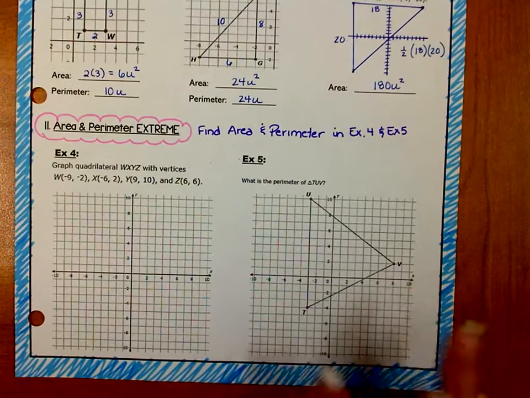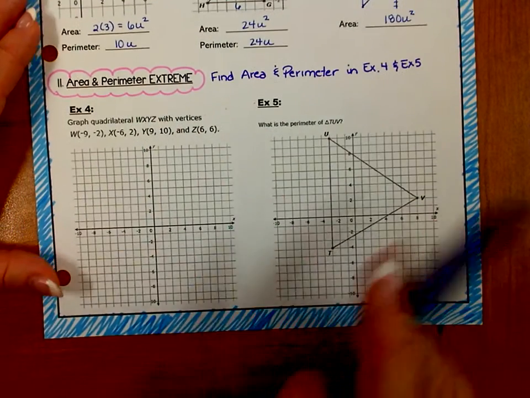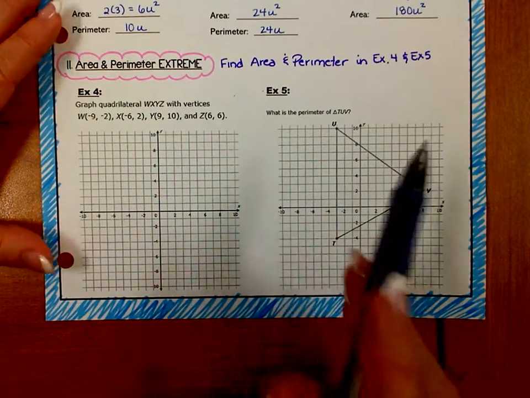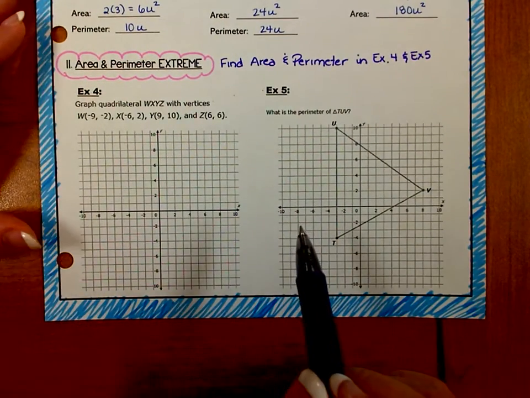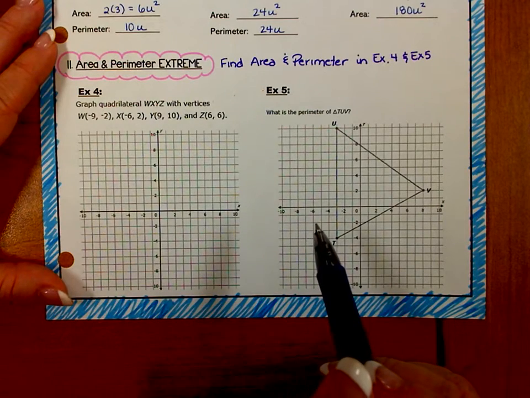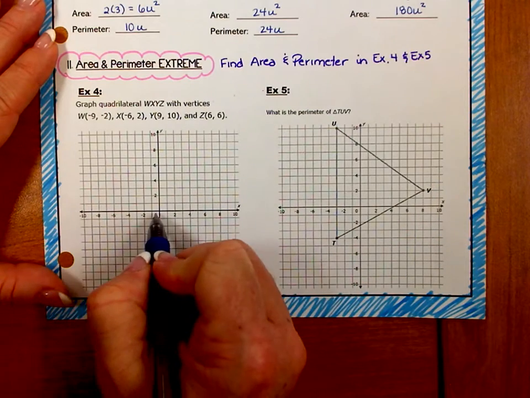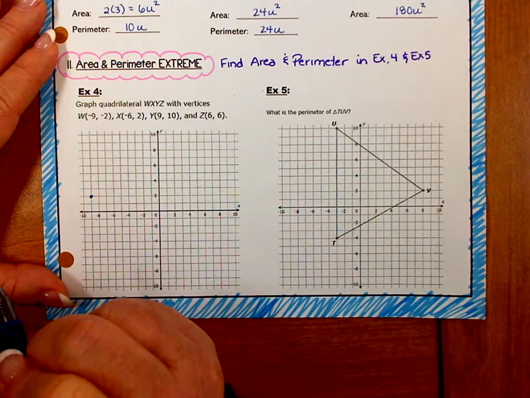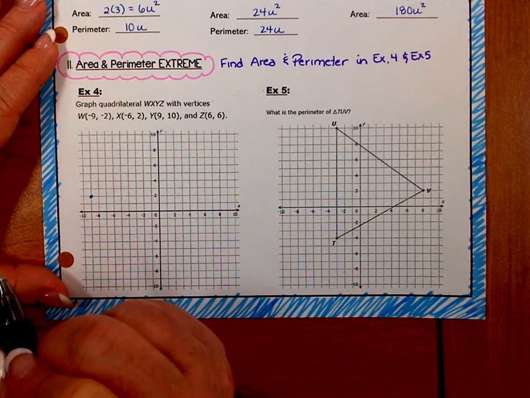Okay, now let's look at some extreme cases. We want to find the perimeter of this one too, and here we are with this nice blank graph. So I guess we're going to go ahead and draw this. At -9, 2, we have W. So -9 and up 2, right there.